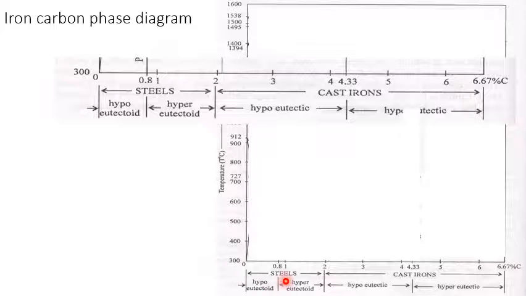On the x-axis, we can see the maximum solubility of carbon in iron is 6.67. More than that it won't dissolve, that is the saturation point for carbon in iron. So here, a carbon percentage in iron less than 2.1 is called steels, and more than that we call cast irons.